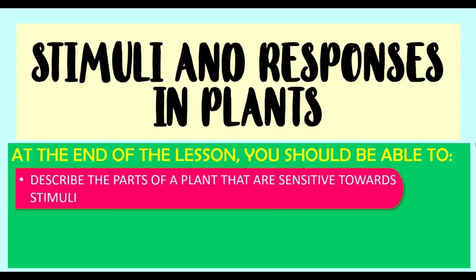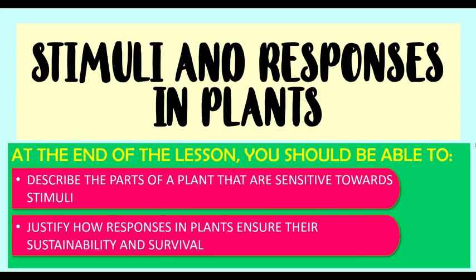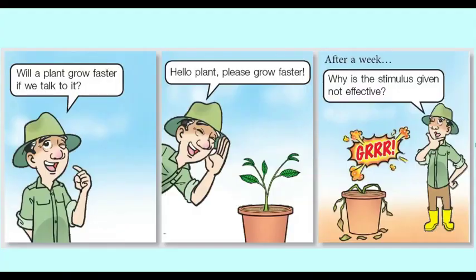At the end of the lesson, you should be able to describe the parts of a plant that are sensitive towards stimuli. You should also be able to justify how responses in plants ensure their sustainability and survival. Like humans and animals, plants can also detect stimuli and respond to them. However, their responses do not involve the movement of the whole body. Only certain parts of the plant are involved.